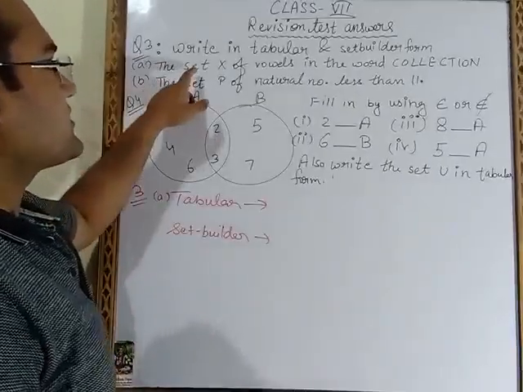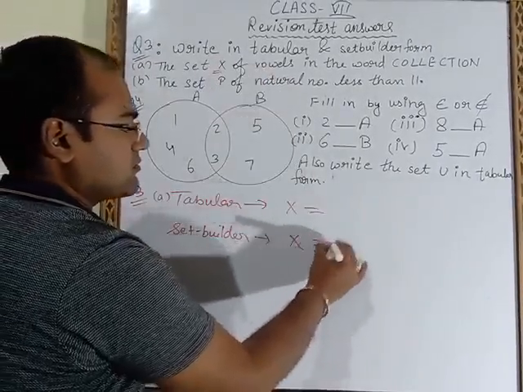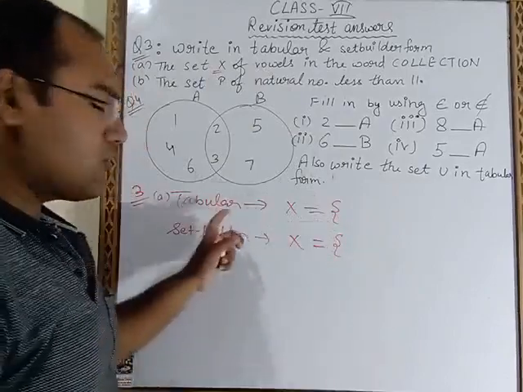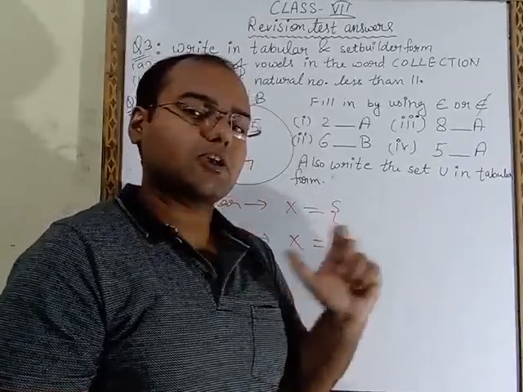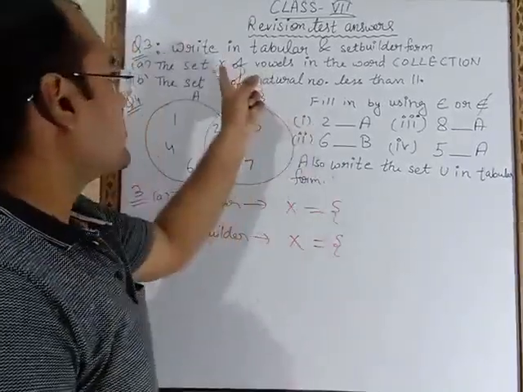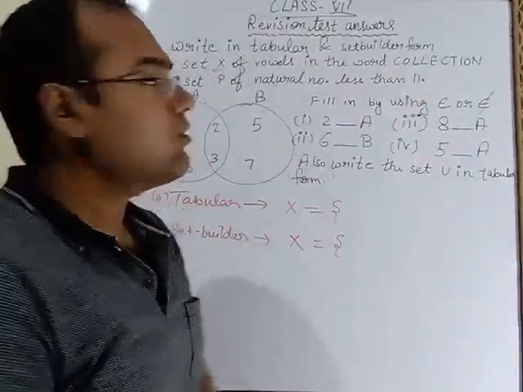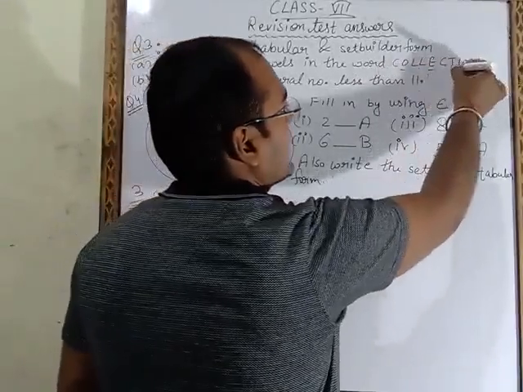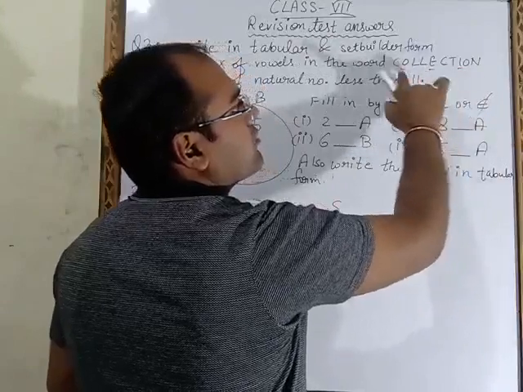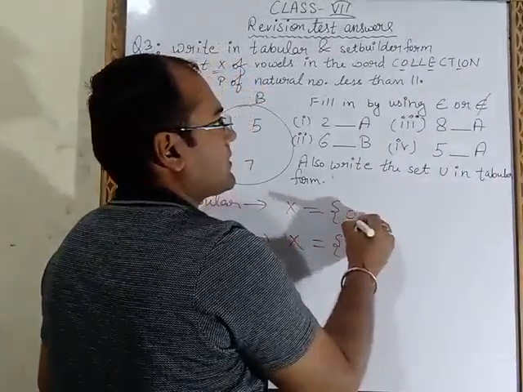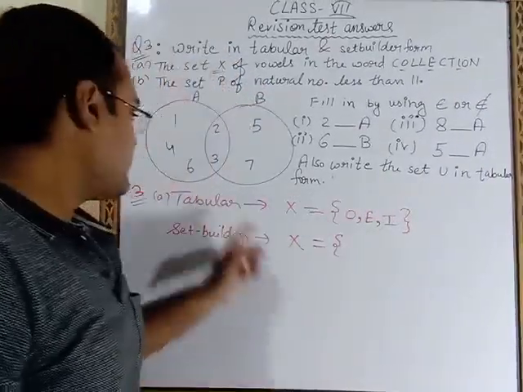In the first part he said the name of the set is X. So here you have to write X is equal to, then curly brackets. In tabular form we have to write the elements, separating elements with the help of commas. So here it is vowels in the word COLLECTION. Vowels means A, E, I, O, U. So O is coming, E, I, O is coming again, so no need to take it again. So only 3 letters are coming, O, E, I. So this is the answer of tabular form.